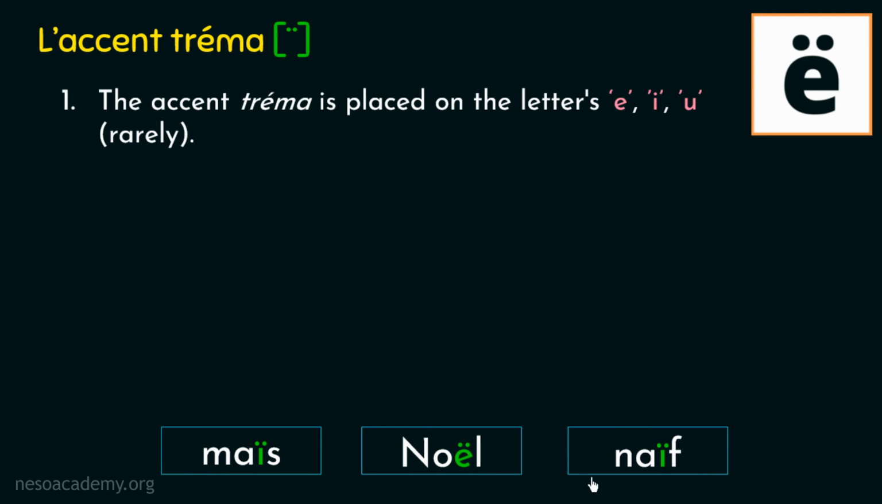Now have a look at the third example. In French it is pronounced as naïf. It means naive. So you can observe in all these examples that the accent tréma is placed only on the alphabet E and I, right? So here we are done with the point number 1. Now let's talk about the point number 2.